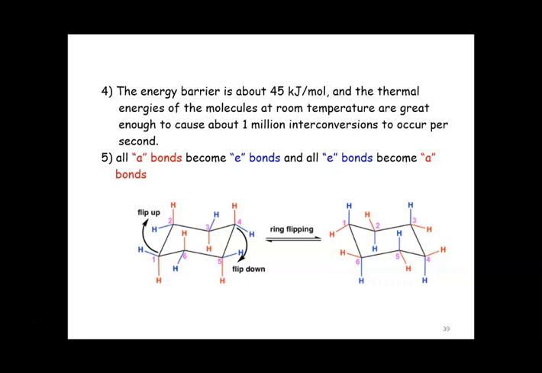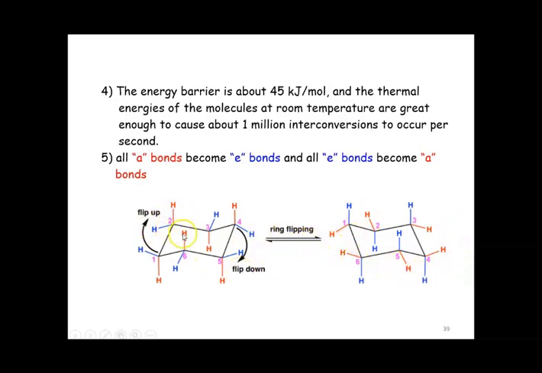I repeat this point. The energy barrier is about 45 kilojoules per mole, and the thermal energy of the molecules at room temperature is great enough to cause about 1 million interconversions to occur per second. After ring flipping, all axial bonds become equatorial and all equatorial bonds become axial. Here we can observe that when this ring flipping takes place, this V is flipped up and this V is flipped down. Ring flipping occurs, resulting in the structure.